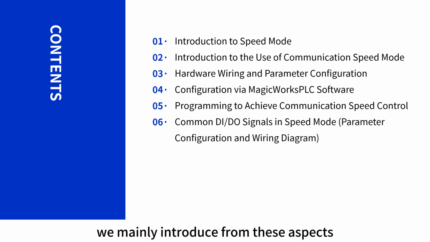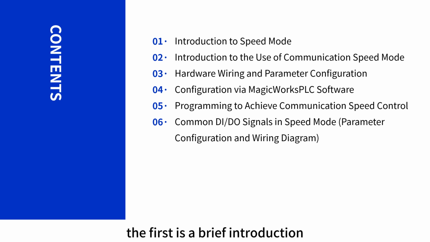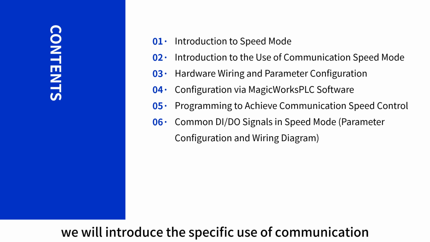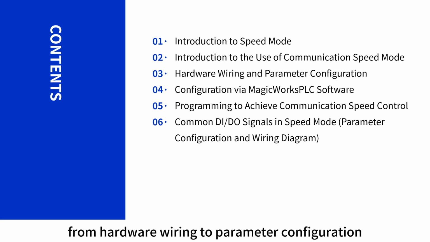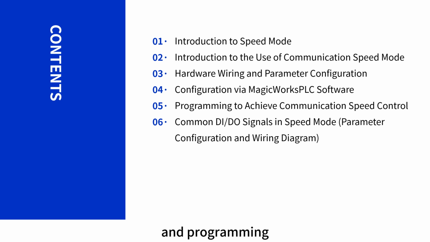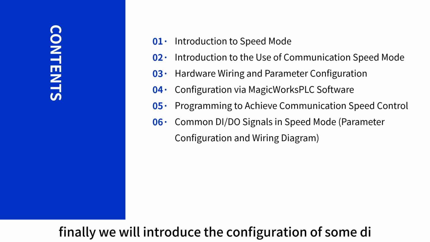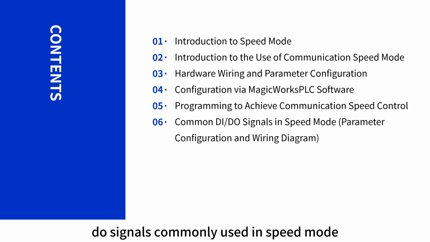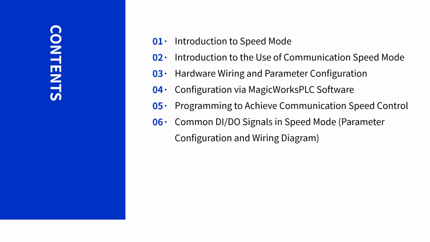We mainly introduce from these aspects. The first is a brief introduction to the concept of speed mode. Next, we will introduce the specific use of communication speed mode, from hardware wiring to parameter configuration, configuration in the host computer software, and programming. Finally, we will introduce the configuration of some DO signals commonly used in speed mode.